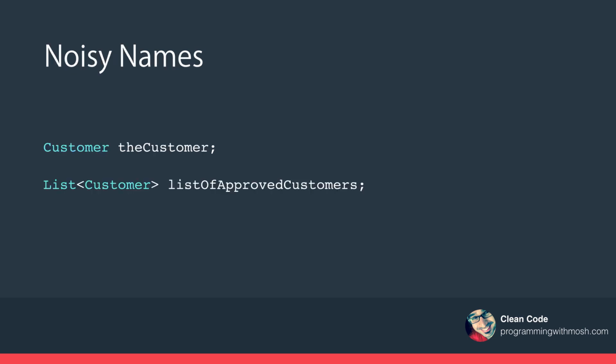Another category is noisy names. Look at these identifiers. The customer, or list of approved customers. We could just call the first one customer, and the second one approved customers. These names are shorter yet convey the meaning. Okay, now you have an understanding of what are some bad names and some good names. Now let's jump into Visual Studio and see how we should change the name of our identifiers without breaking code.